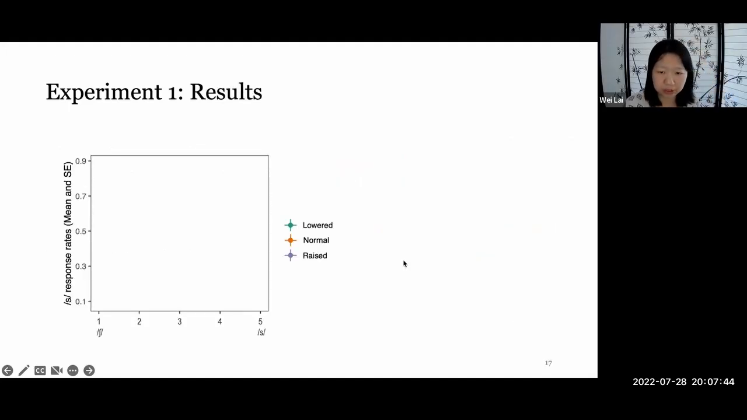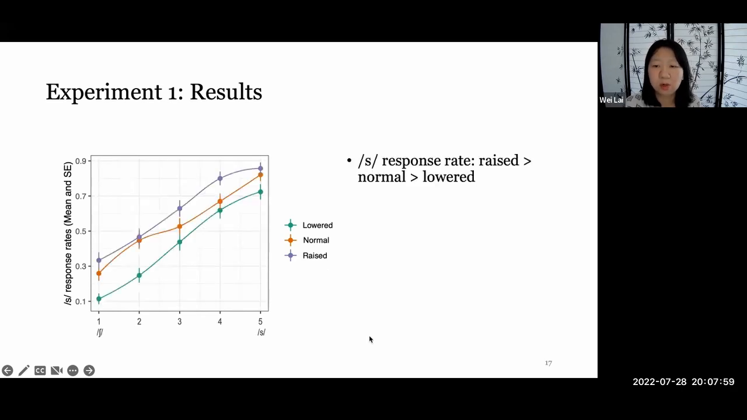Now let's jump into our results. The x-axis here represents 5 steps of spectral energy frequency from low to high, and the y-axis is the S response rate, and conditions are marked by color code. We can see that the 3 conditions differ from each other in the S response rate, with the ranking of raised greater than normal, greater than lowered, which is consistent with our normalized distribution hypothesis.